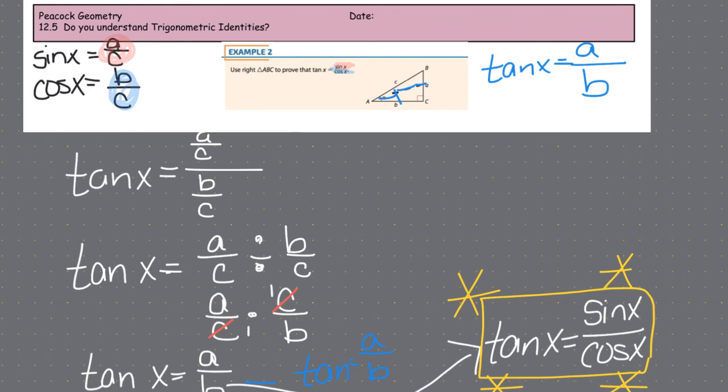All right, so what, Peacock? Why do we need that? Well, I'm going to show you. Let's get rid of this stuff. Whoop, get rid of it.